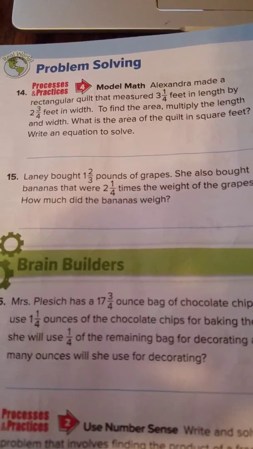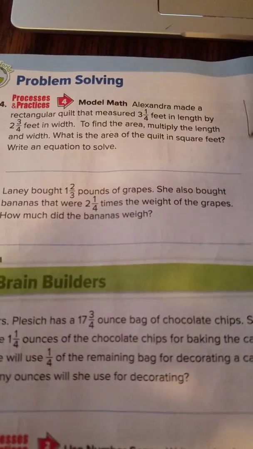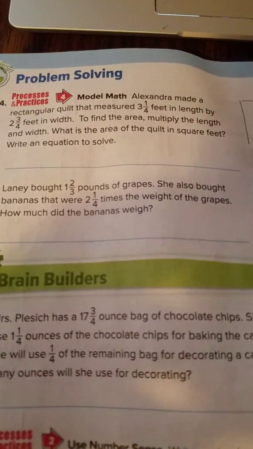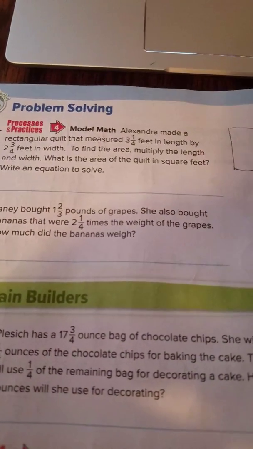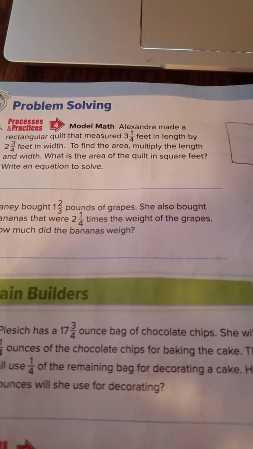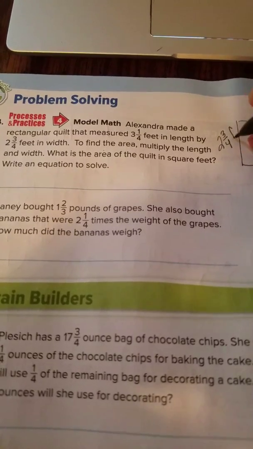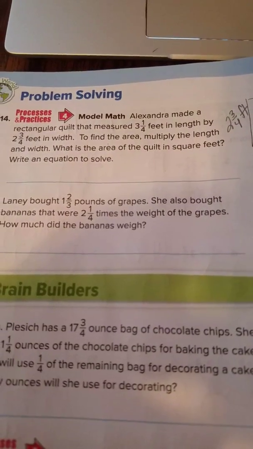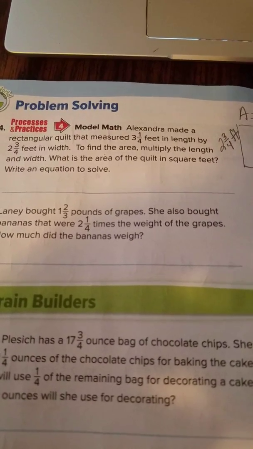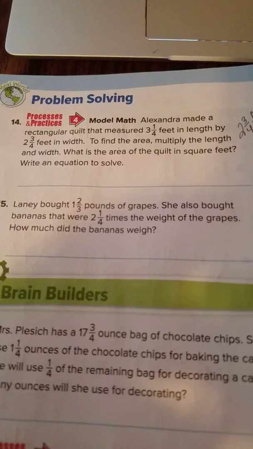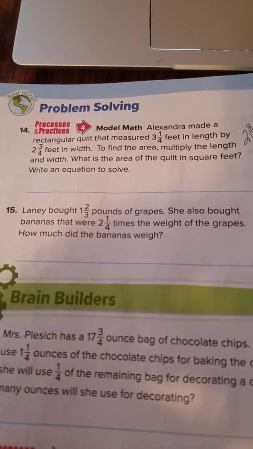Number 14, page 748. Alexandra made a rectangular quilt. So let's draw her quilt right over here. And it measured 3 1/4 feet in length and 2 3/4 feet in width. To find area, you multiply the length times the width. What is the area of the quilt in square feet? Write an equation to solve.